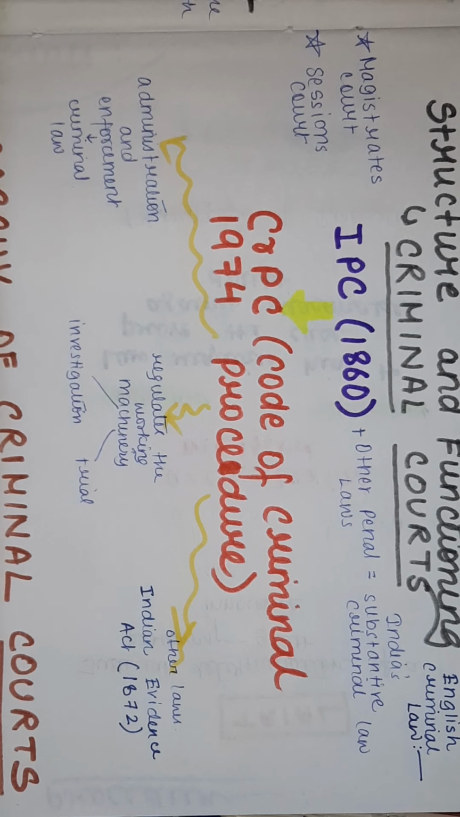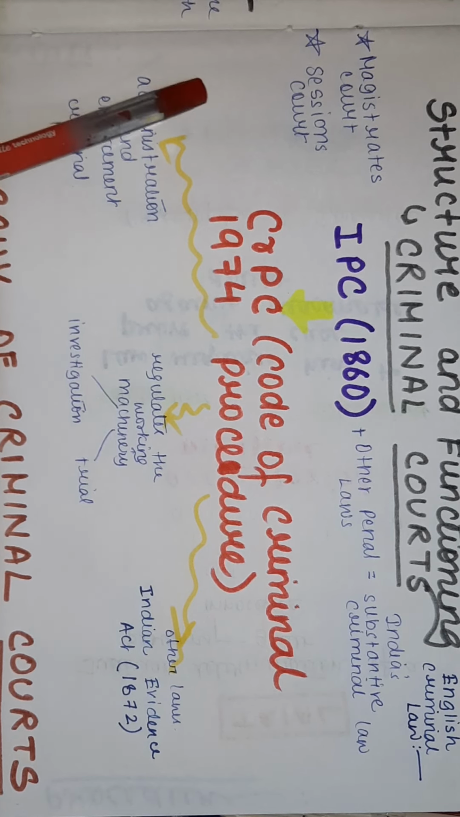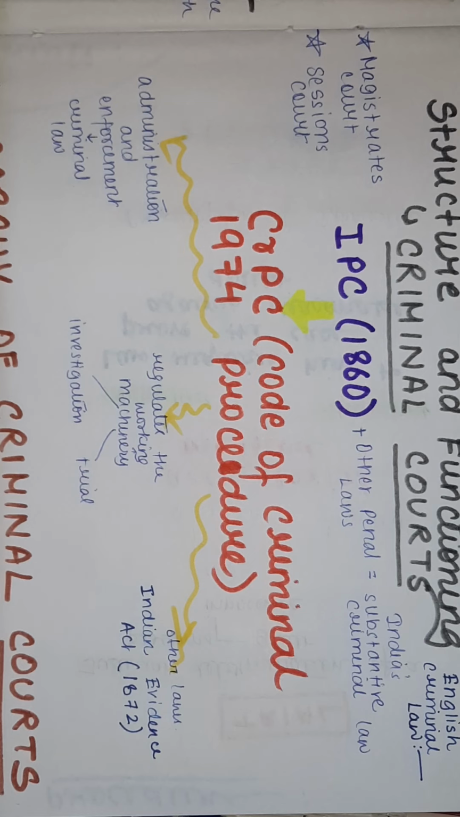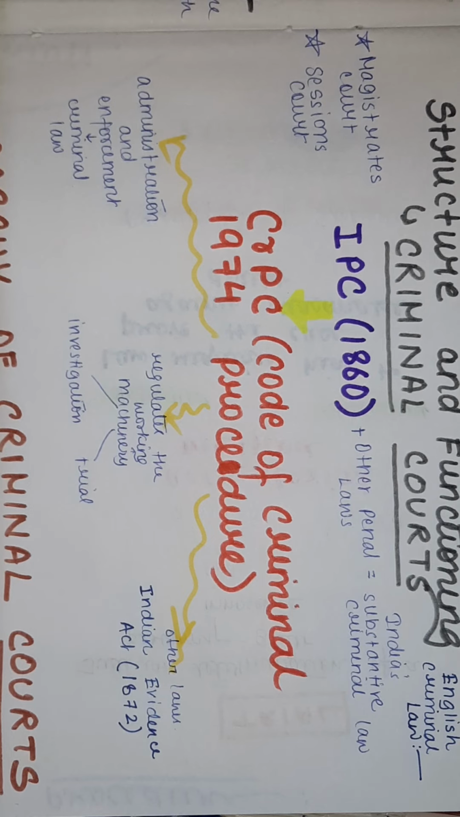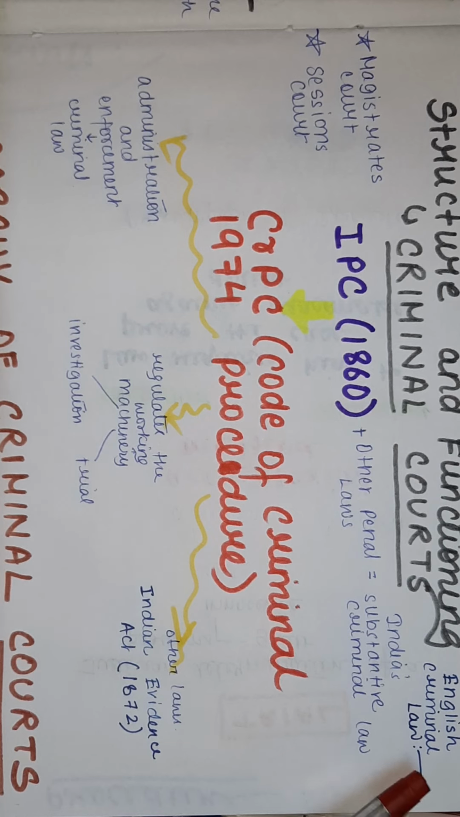In India, criminal justice is administered mainly by two courts: the Magistrates Court and the Sessions Court. Now, since we lived under British rule for almost 2 centuries, our criminal law is also duly influenced by the English criminal law.